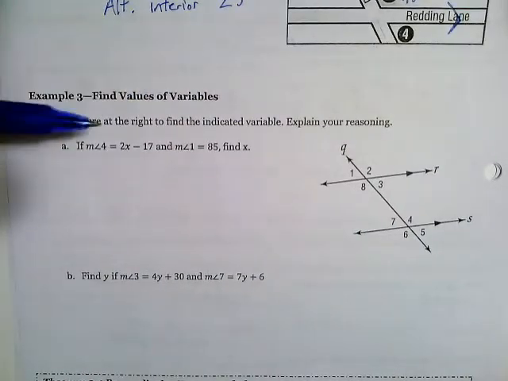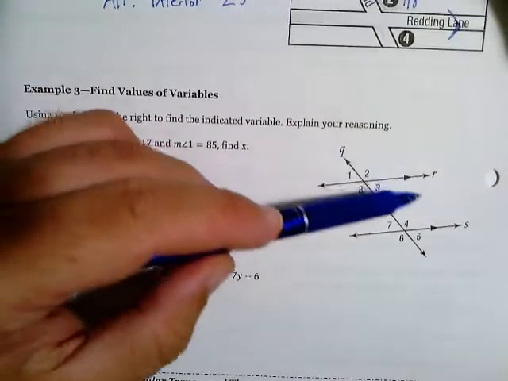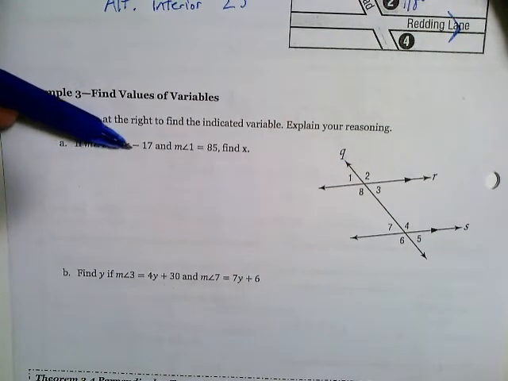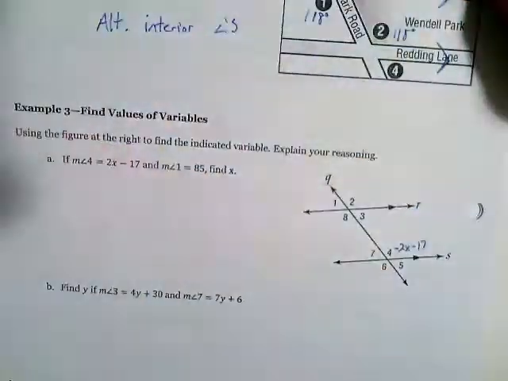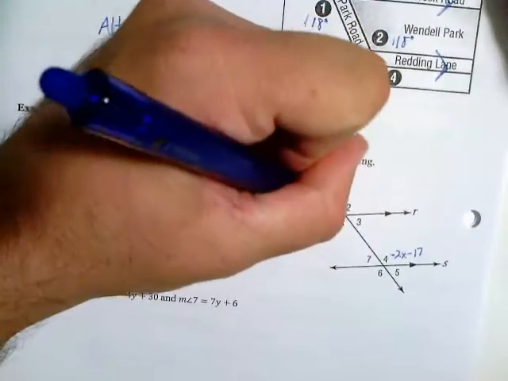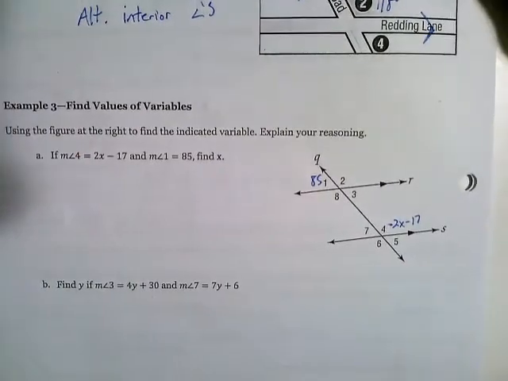All right, some more applications. Using the figure at the right, find the indicated variable and explain your reasoning. So we've got our parallel lines cut by the transversal. We know the measure of angle 4 is 2x minus 17. And then the measure of angle 1 is 85. Find x. You can pause and try to figure this out on your own.